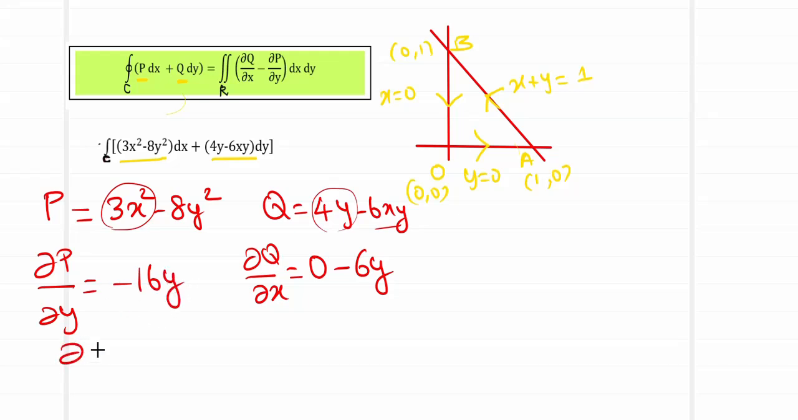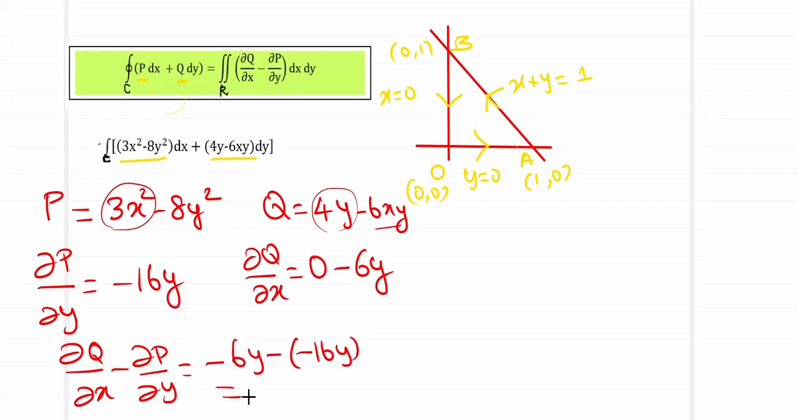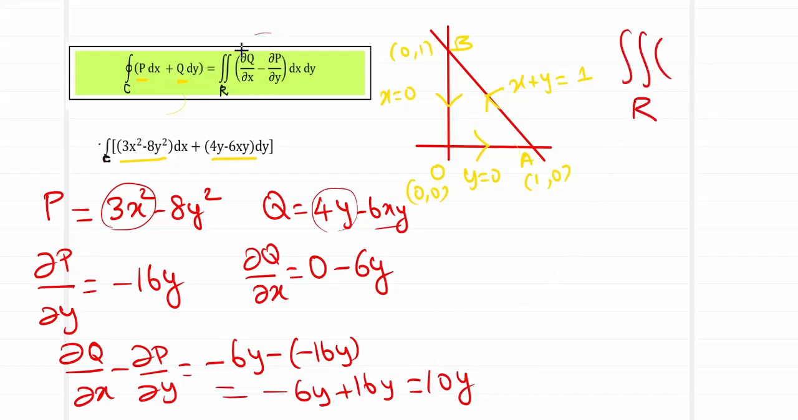Now the question is to evaluate ∂Q/∂x minus ∂P/∂y. So the first term is going to be minus 6y, minus the second term, which is minus 16y. So this gives me minus 6y plus 16y. This leaves us with 16 minus 6, so this is going to be 10y. So I have the double integral over my region R. The function over here is nothing but 10y dx dy.